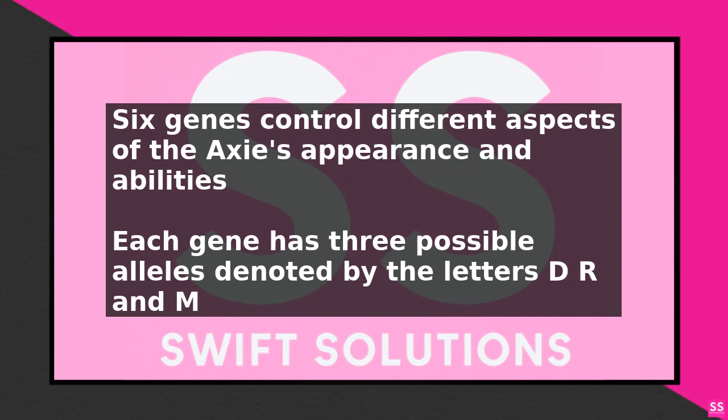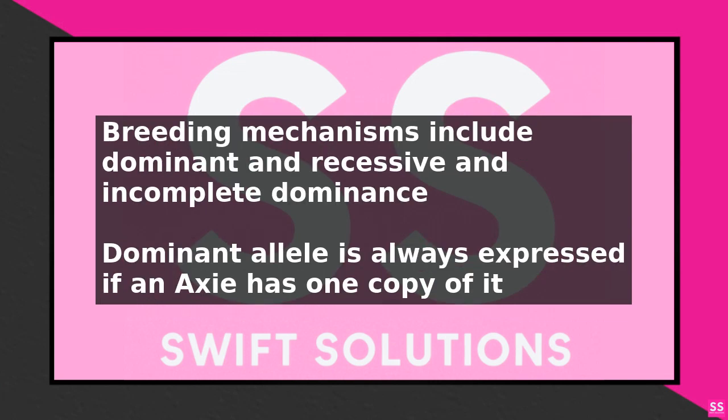For example, if 2 Axies with the genotype DD for the I gene are bred, the offspring will also have the genotype DD and will express the dominant allele. To understand the genetics of Axie breeding, it's essential to know the different breeding mechanisms. The main mechanisms are dominant and recessive, where the dominant allele will always be expressed if an Axie has 1 copy of the dominant allele, and incomplete dominance, where the 2 alleles will blend together to create a new trait.